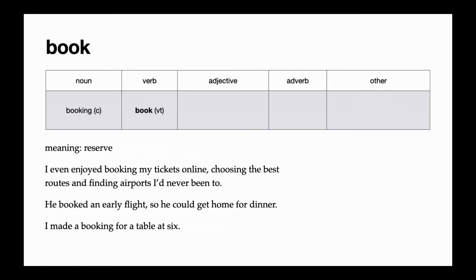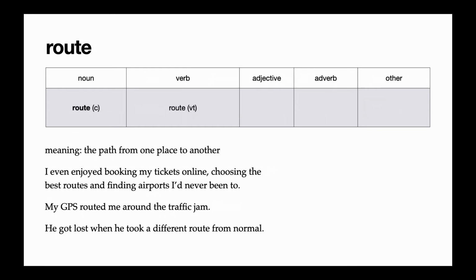The second example shows us the past tense form. He booked an early flight so he could get home for dinner. And in the third example, we see booking used as a noun. I made a booking for a table at 6. So when we use the word book, we often use it with travel and making any kind of reservations or plans. Our next word is route.